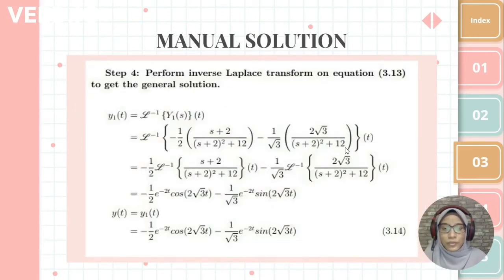Step 4. We have to perform inverse Laplace transform on equation 3.13 in order to get the general solution. The general solution is negative 1/2 e^(-2t) cos(2√3 t) minus 1/√3 e^(-2t) sin(2√3 t).